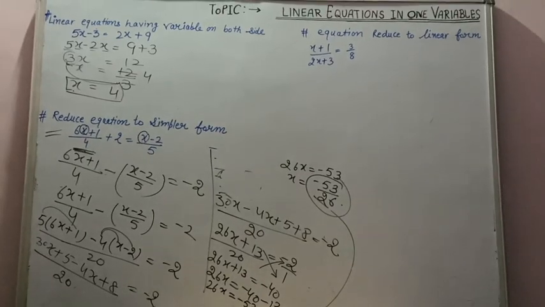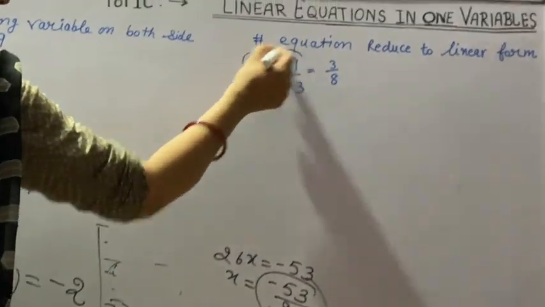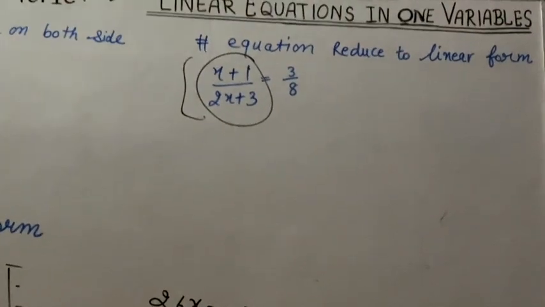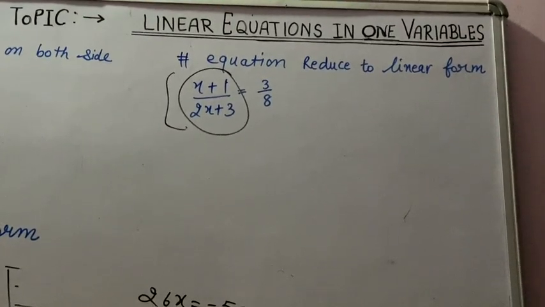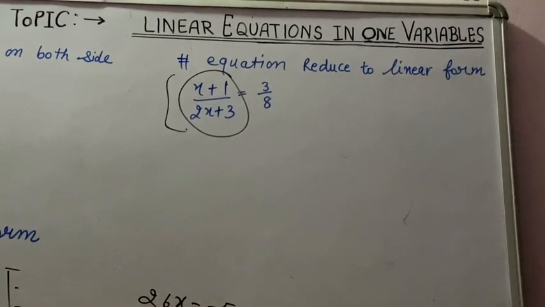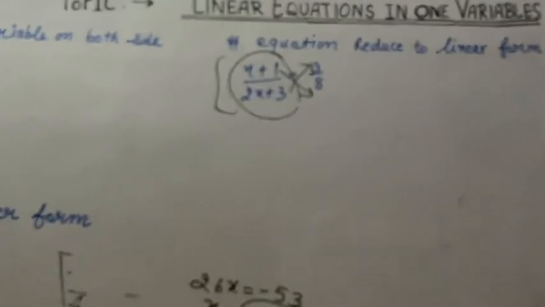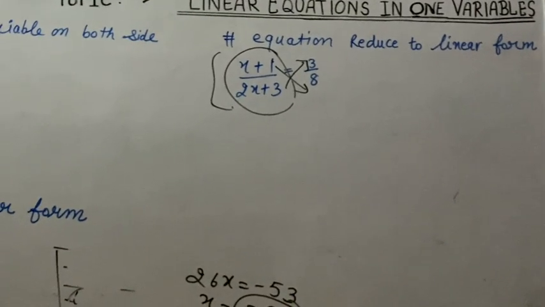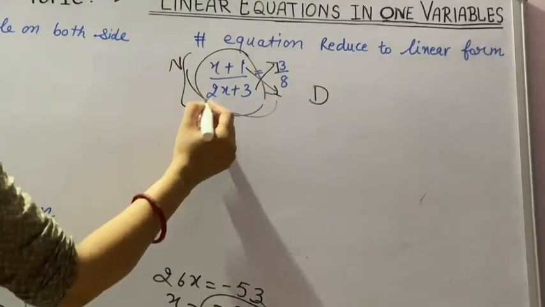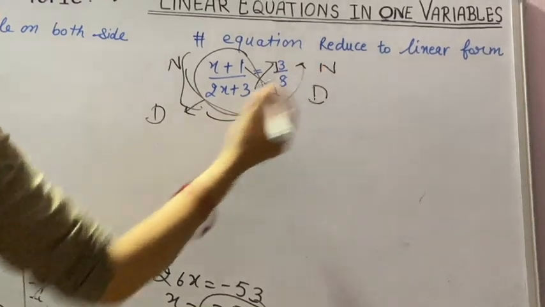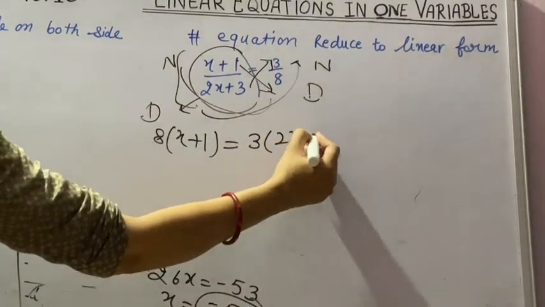Third example, what will we do when we have an equation of such type? That means we have variable in the numerator and the denominator. On the other hand side, we have only a constant term. In this way, first we reduce the equation into the linear form. First, we cross multiply in this way. That means we multiply the numerator with the other denominator and the first denominator with the other numerator. That means 8 into x plus 1 is equal to 3 into 2x plus 3.